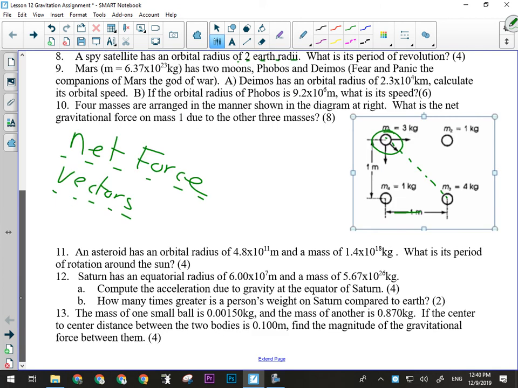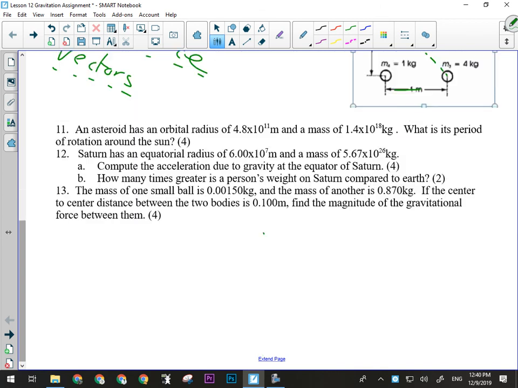All right, number 11 gives us some information about an asteroid that is orbiting the sun. It gives us its orbital radius and its mass, and we're looking for its period of rotation. And then for question number 12, some more information about Saturn. We're given its radius and its mass, and we're looking for the acceleration due to gravity at its equator, and how many times greater a person's weight would be on Saturn compared to Earth.